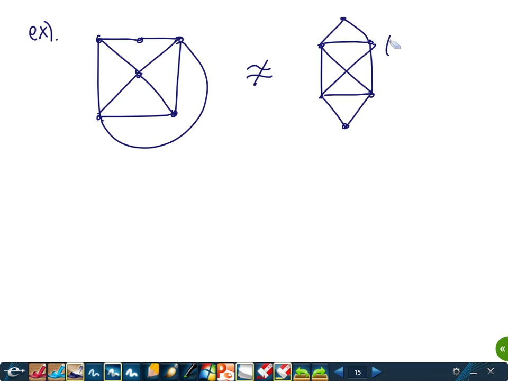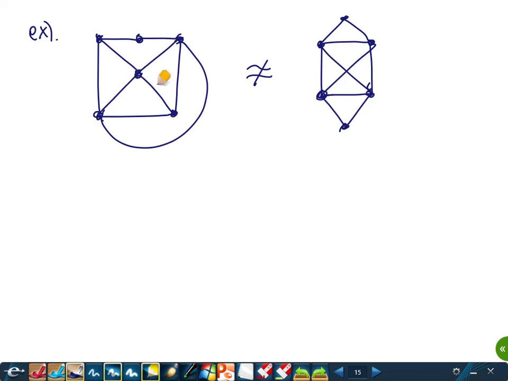It's kind of a hint. Okay, so this is not a vertex. So we have 1, 2, 3, 4, 5, 6 vertices here. Also 1, 2, 3, 4, 5, 6 vertices. They are not isomorphic. Why?